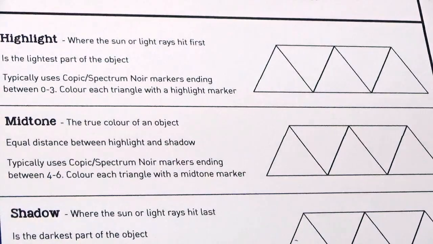Okay, so you've got your exercise sheet in front of you. And we're just going to run through what we're talking about here. Now we're breaking down each of those 3 types of markers that we spoke about before. Highlight, midtone and shadow. Now the highlight is the lightest part of an object. It's where the sun or the light rays hit first. Now typically if we're using the Copic numbering system, you should have read all about this in the information sheet in your class on how the numbering system works, but typically that second number on the marker is the most important. And this is what gives us a clue whether a marker is highlight, midtone or shadow.